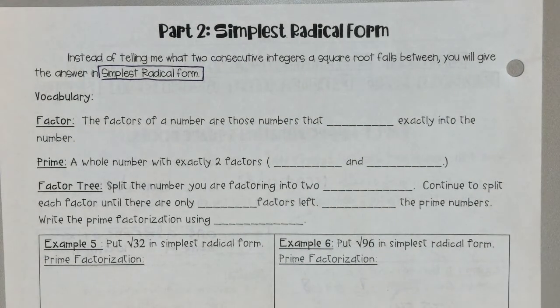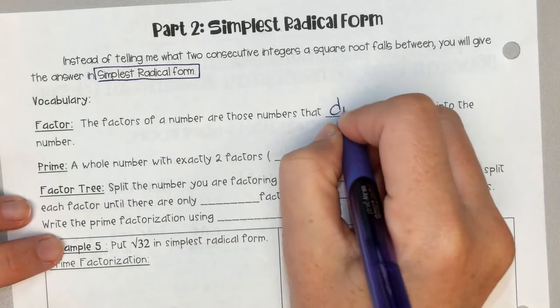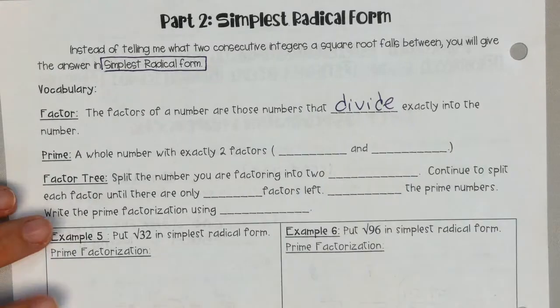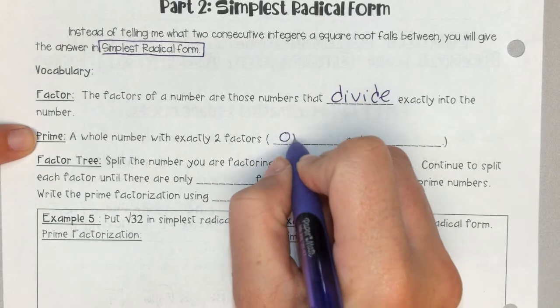A factor. The factors of a number are those numbers that divide exactly into the number. So, someone tell me 2 factors of 10. 5 and 2. 5 times 2 is 10. Factors of 10 are 5 and 2. What are factors of 12? 6 and 2 or 3 and 4. Okay? Prime is a whole number with exactly 2 factors, one and itself.